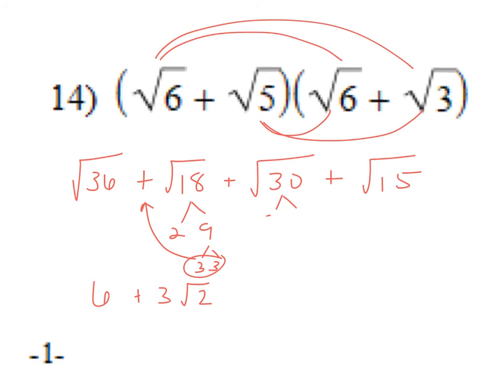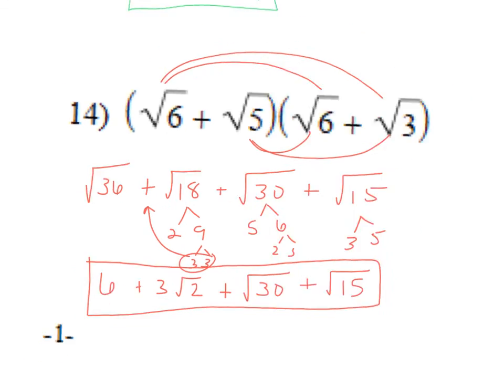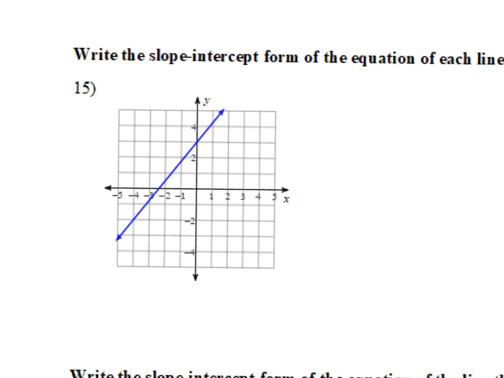On 30, it's going to go to like 5 and 6, 2 and 3. Nothing's going to pair up and move out there. So you're still going to have the square root of 30 here. And it'll be the same thing with the 15, 3 and 5, but nothing's going to pair up and move out. So I'm going to have the square root of 15 left. And this is going to be your final answer because you can't combine any of the square roots since they're not the same.